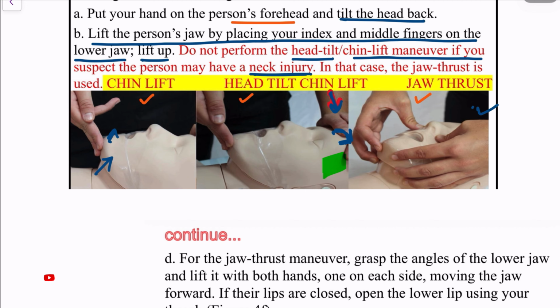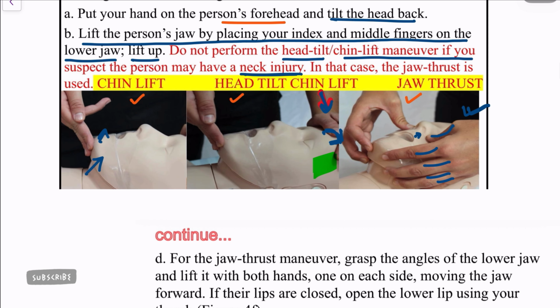And the third is the jaw thrust, in which via the thumb you retract the upper lip, and via the other four fingers you lift up the jaw. This is known as jaw thrust.